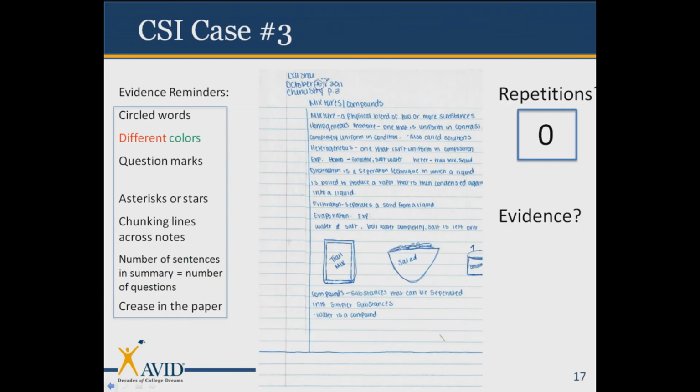Our last case here is Deja's notes over mixtures and compounds. Honestly, when I look at a lot of Cornell notes in students' binders, this is what I see a lot of the time.